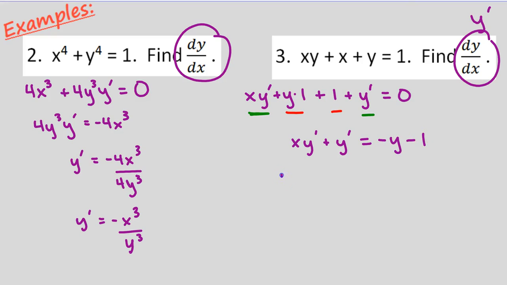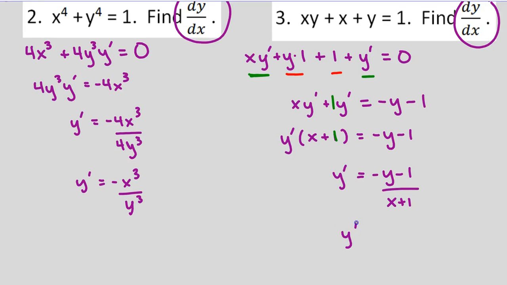Now we have to factor y prime out of both terms on the left. So we have y prime times the quantity x plus 1. See, there's a little invisible 1 right there. And then on the other side. And now to get y prime by itself, divide both sides by x plus 1. Now it's possible that somebody would simplify this by factoring the negative out of the numerator, but it's not required.